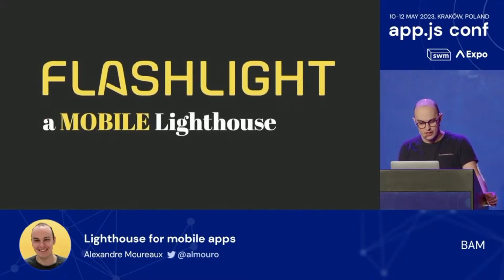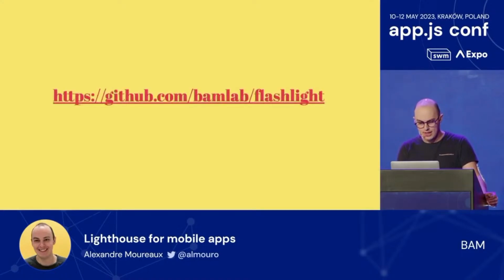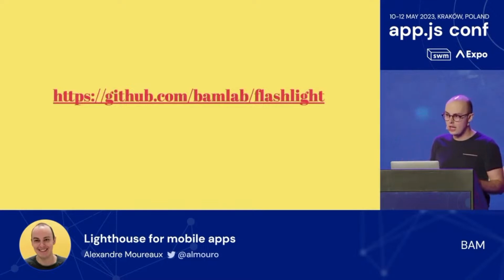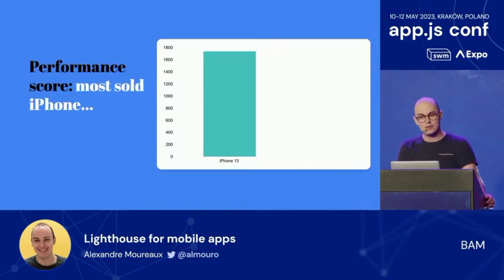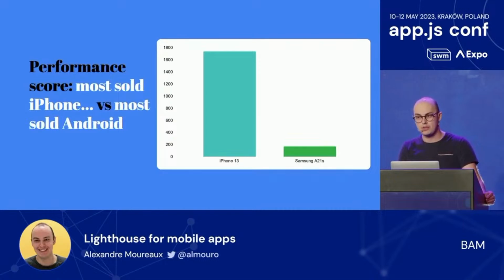This is Flashlight. It's worth noting that it only works on Android so far. If you do want iOS support for it, you can voice it on the GitHub repository. There's an issue detailing it, but there's a massive performance difference between the most sold iPhone in France in 2021 and the most sold Android phone. Basically, it can run JavaScript 10 times as fast as the most sold Android phone in France in 2021, according to geekbench.com. So this is why we focus a bit more on Android.